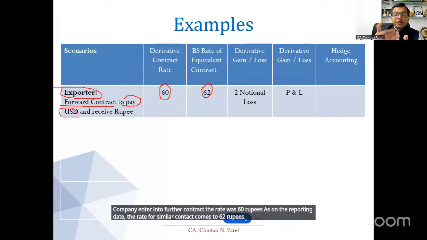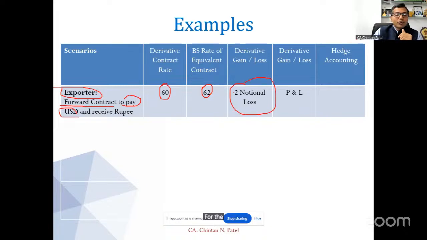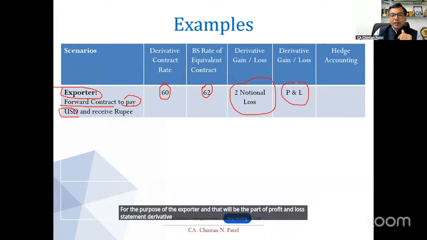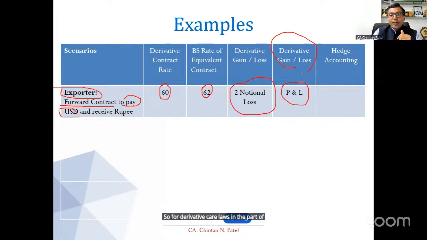So there is an increase of 2 rupees, which will mean a notional loss of 2 for the exporter, and that will be part of the profit and loss statement for the derivative. Now, as far as hedge accounting is concerned, the derivative gain or loss is part of the hedge P&L account. It is qualified as a cash flow hedge, and if it is effective, it is part of OCI.